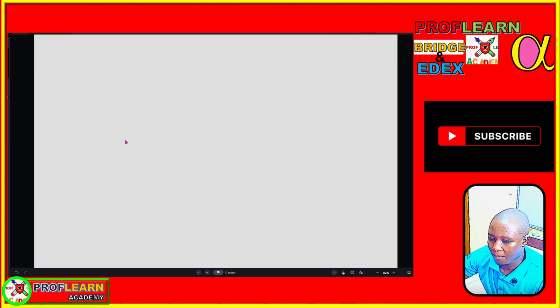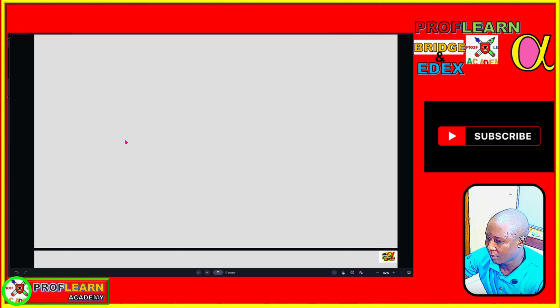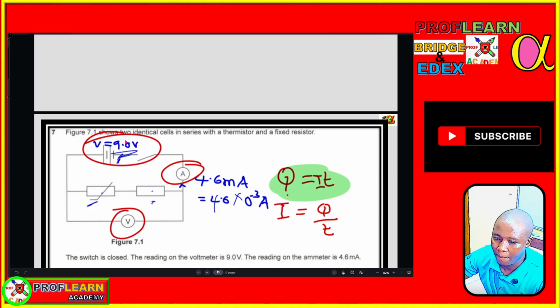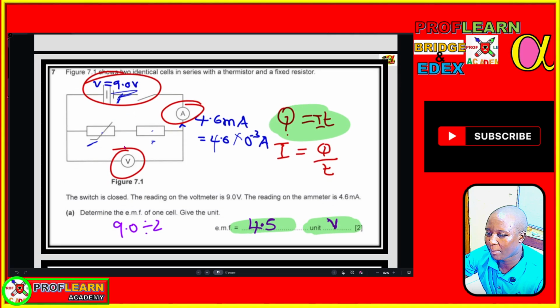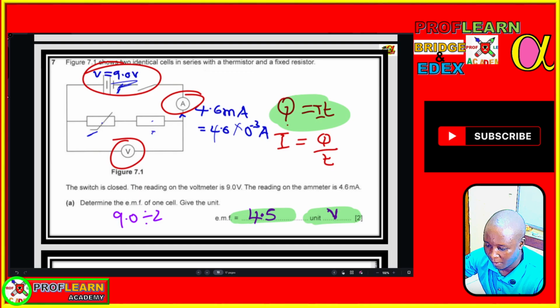Let's look at the next question. The next question is to do with electricity. In question number 7, candidates were tested on electricity, and they were given 2 identical cells so that they could work out different questions.